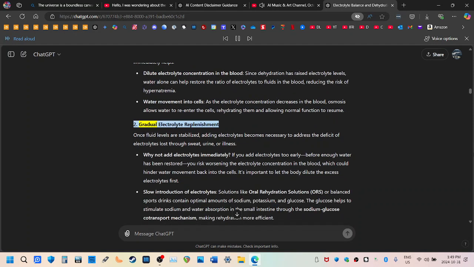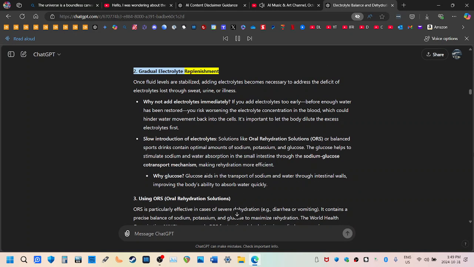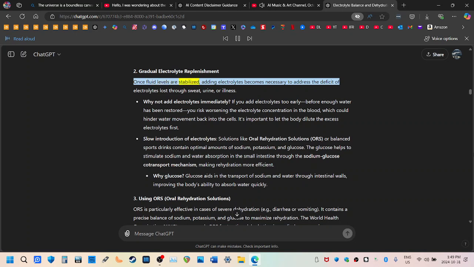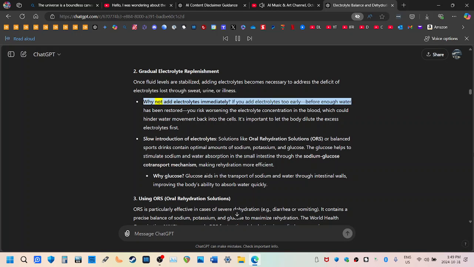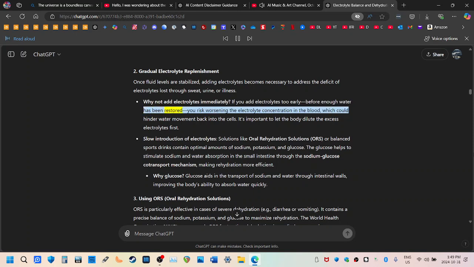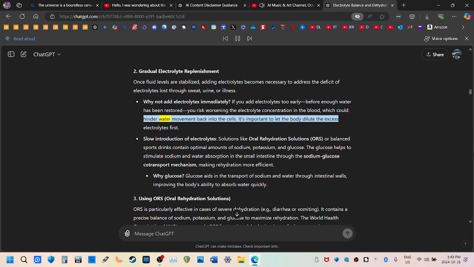2. Gradual electrolyte replenishment. Once fluid levels are stabilized, adding electrolytes becomes necessary to address the deficit of electrolytes lost through sweat, urine, or illness. Why not add electrolytes immediately? If you add electrolytes too early, before enough water has been restored, you risk worsening the electrolyte concentration in the blood, which could hinder water movement back into the cells. It's important to let the body dilute the excess electrolytes first.